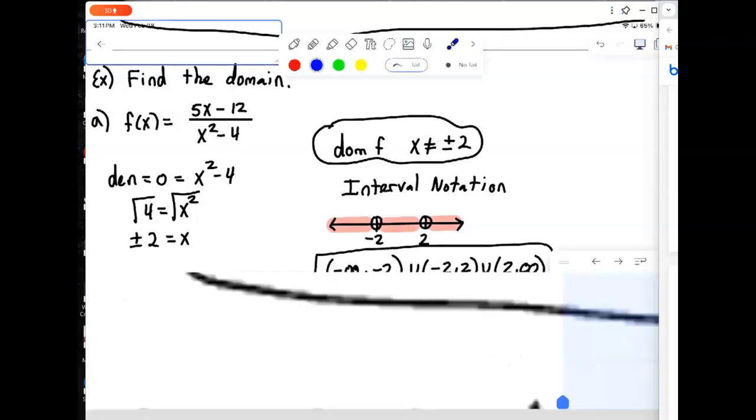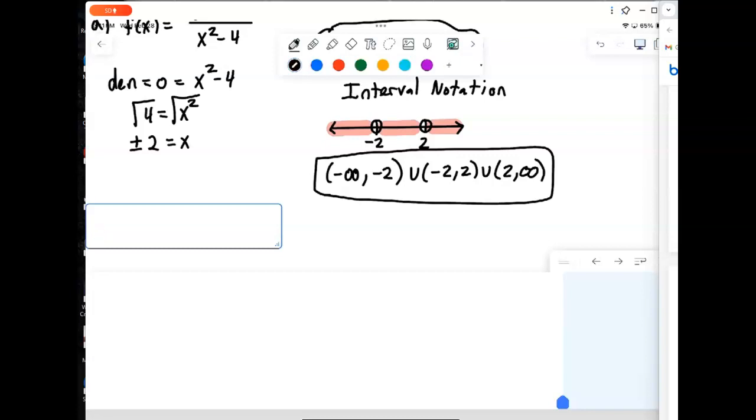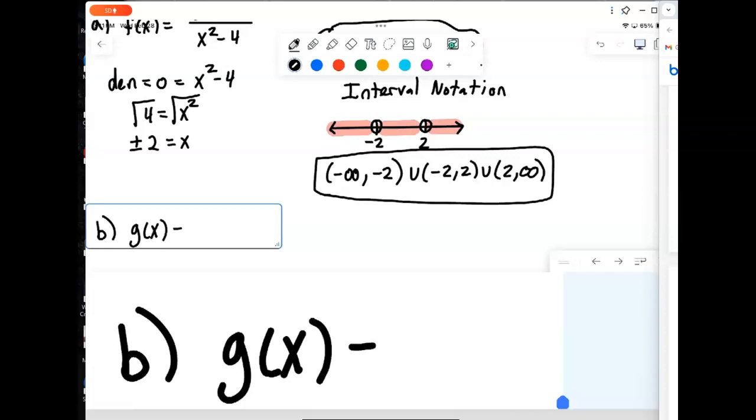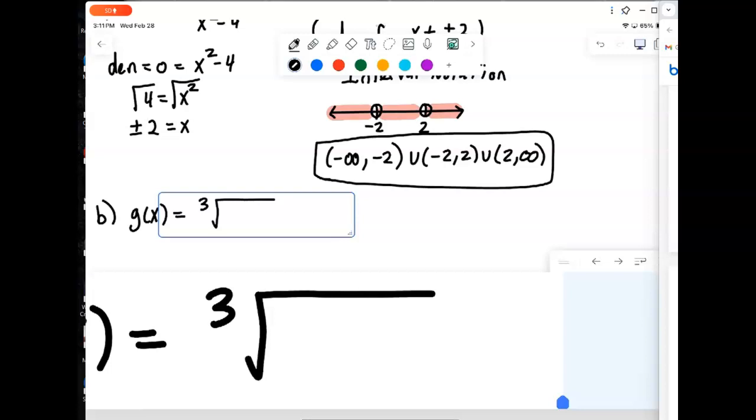All right, welcome back. Let's turn to another example here where we're trying to find the domain. So let's look here at this example. Let's call this function g of x. G of x is equal to the cube root of 4x minus 19.